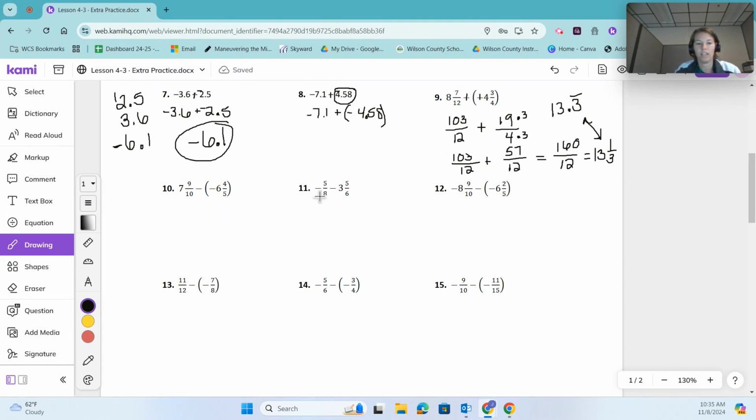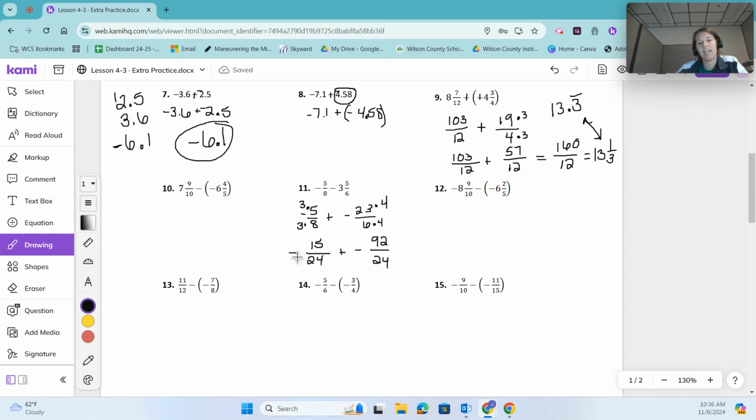Okay, so number 11 here, negative 5/8 minus 3 and 5/6. So we have negative 5/8 plus negative 3 and 5/6. I'm going to turn this into an improper fraction. 3 times 6 is 18, plus 5 is 23 over 6. The common denominator between these is going to be 24, and 8 times 3 is 24, so 5 times 3 is going to be 15. And 6 times 4 is 24, so 23 times 4 is 92.